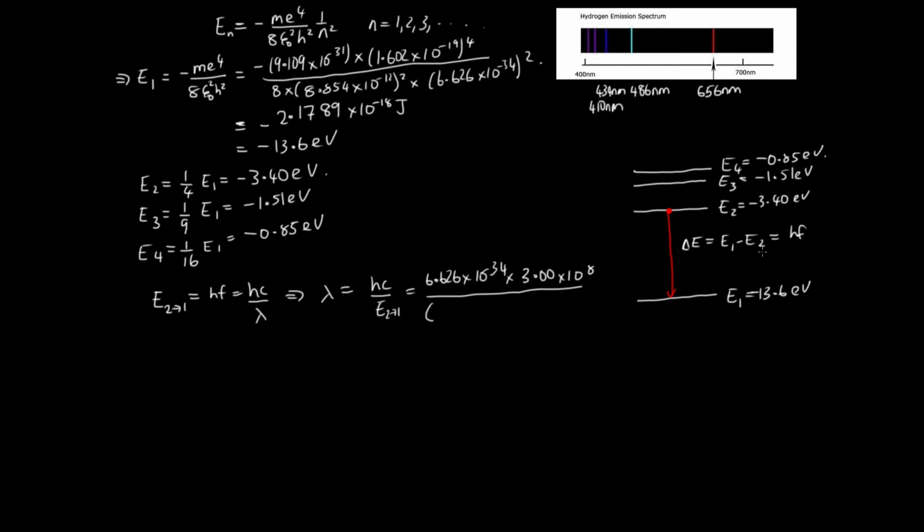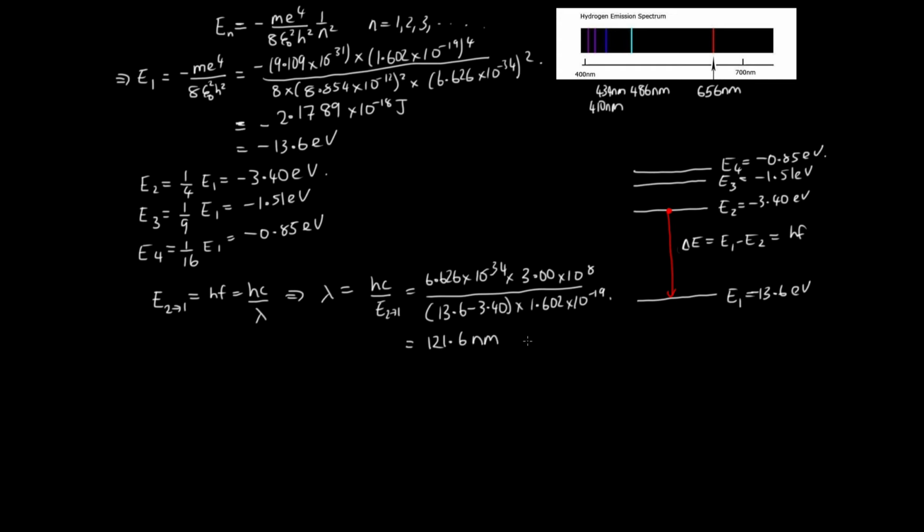So the energy difference between these two states is 13.6 minus 3.40, and that's in electron volts. To get this into meters, we need to convert this to joules, so we times it by 1.602 times 10 to the minus 19. And when we solve that, we end up with 121.6 nanometers. This is a short, ultraviolet wavelength, so we don't see that on the spectrum here, but it is possible to measure it with the right sensor.